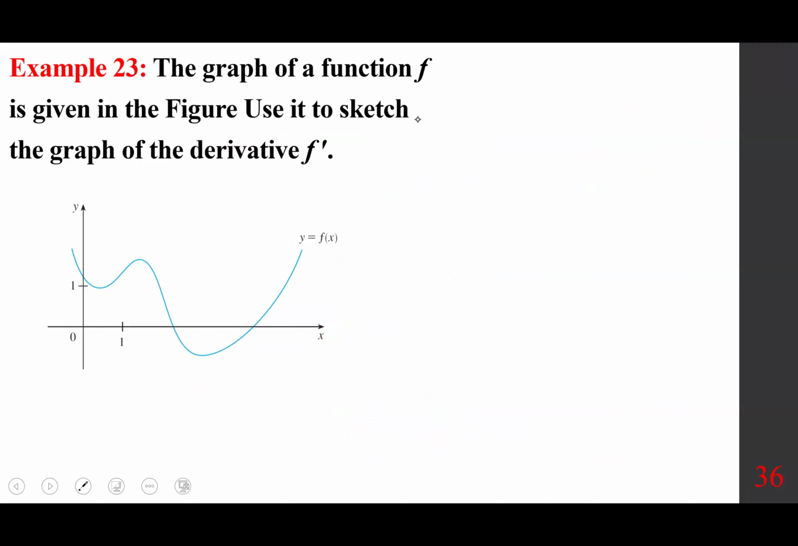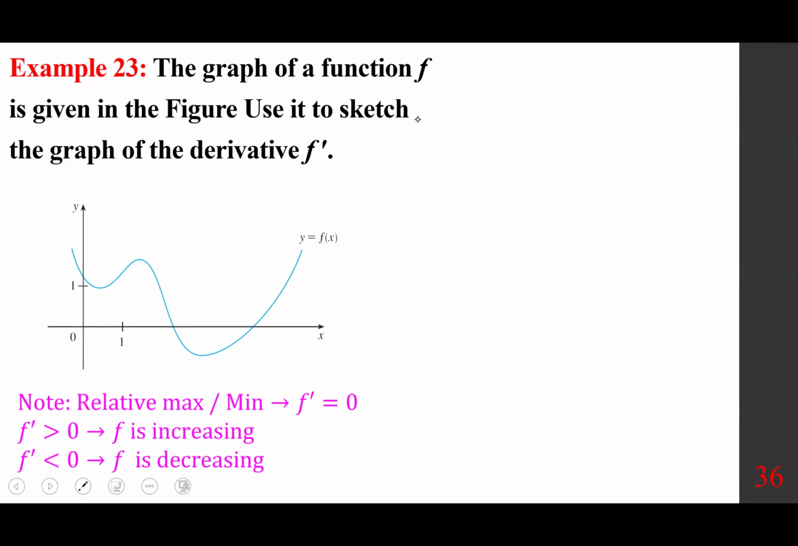Let's explain a couple of things here. Relative extrema, max and minimum, occur when f prime is 0, the peaks and valleys. Local min, local max. When f prime is positive, f is increasing; when f prime is negative, f is decreasing. So the one that looks like a line with a positive slope. So clearly decreasing, increasing, decreasing, increasing.